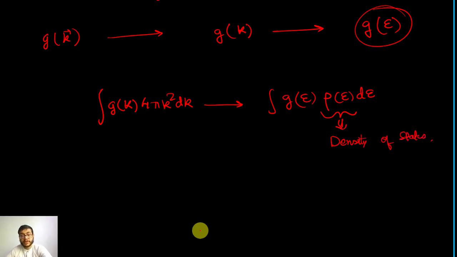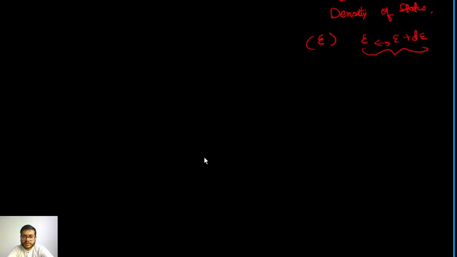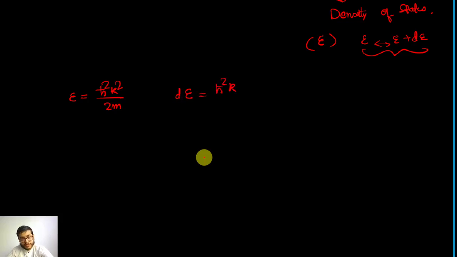And what does it represent? It represents the number of electronic states which have energy E, essentially. So they are within, let's say, E and E plus dE. Okay. So now we are going to calculate this for a spherical case. For a spherical case, E is equal to h square k square by 2m, and dE is equal to h square k by m dk.